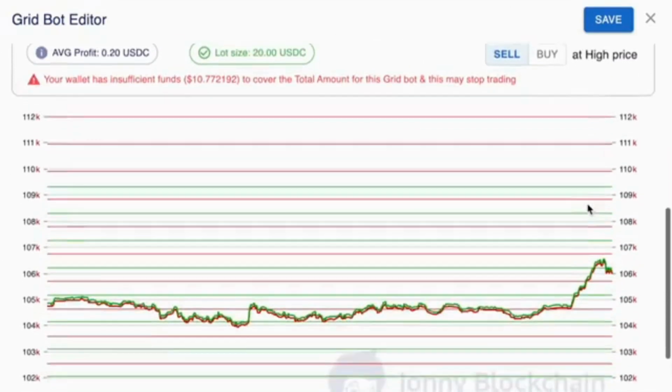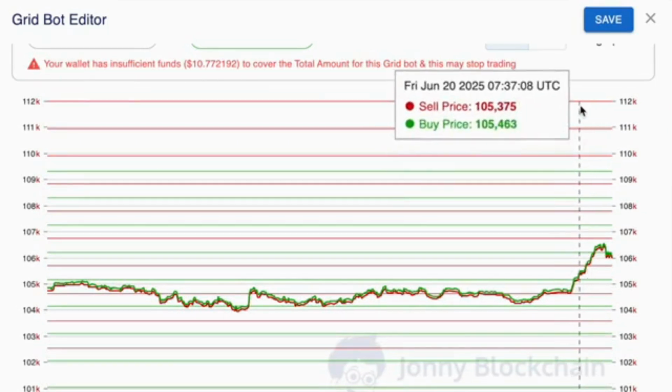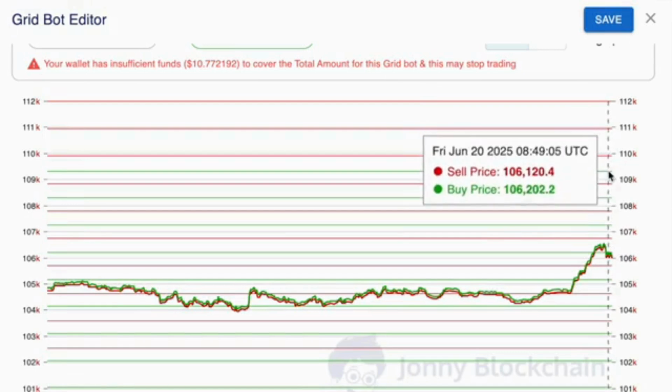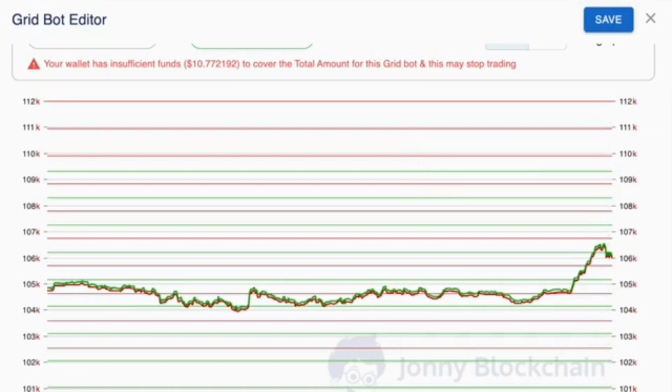Now, if we look at the grid, you've got these red lines on the grid, which is the sell price, and you've got these green lines, which is when the bot could do a buy. So you'll see through the middle of the chart there's those squiggly lines. Now what happens is those lines need to cross either a red line or a green line for it to trigger a buy or a sell.